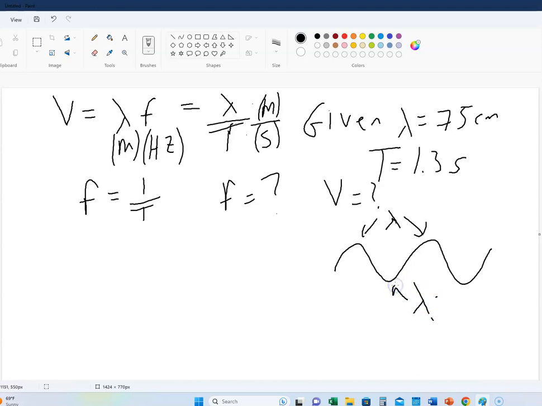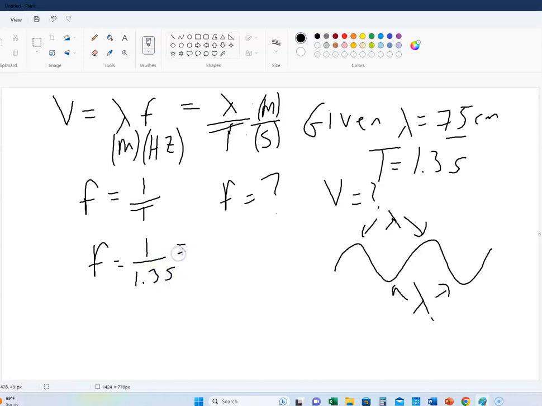So lambda is, in this particular case, 75 centimeters, although we don't want it in centimeters. It should be in meters, as it says up here. The period is fine: 1.3 seconds. So it takes 1.3 seconds for one full cycle to go by. Let's do the frequency first because it's the simplest. It's just the reciprocal of the period, so 1 over 1.3 seconds.